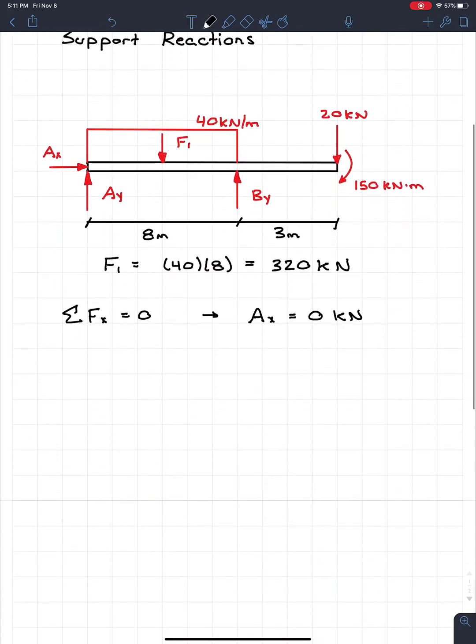All right. So what we can also do is take the sum of the moments about A, so about the pin, equal to 0. By doing that, I'm going to get a long equation. I have F1, which we now know is 320.